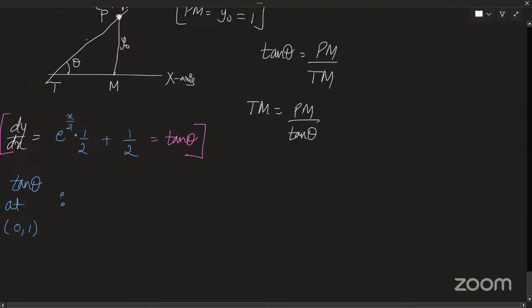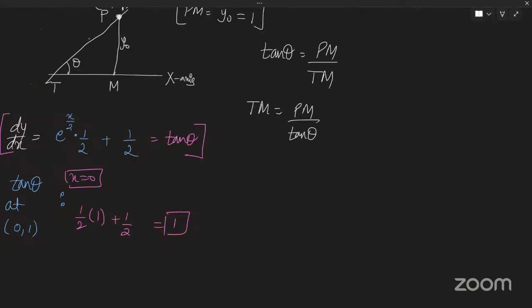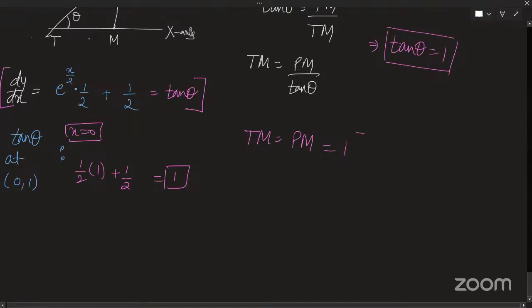So you can just substitute x equal to 0 in this equation. It will be half into 1 plus half. Half plus half is 1, right? So my value of tan theta is 1. What will be my value of TM? TM is PM by 1, so TM is equal to PM, and my value of PM is already known to me as 1. So my value of TM is also 1. This is my value of subtangent.